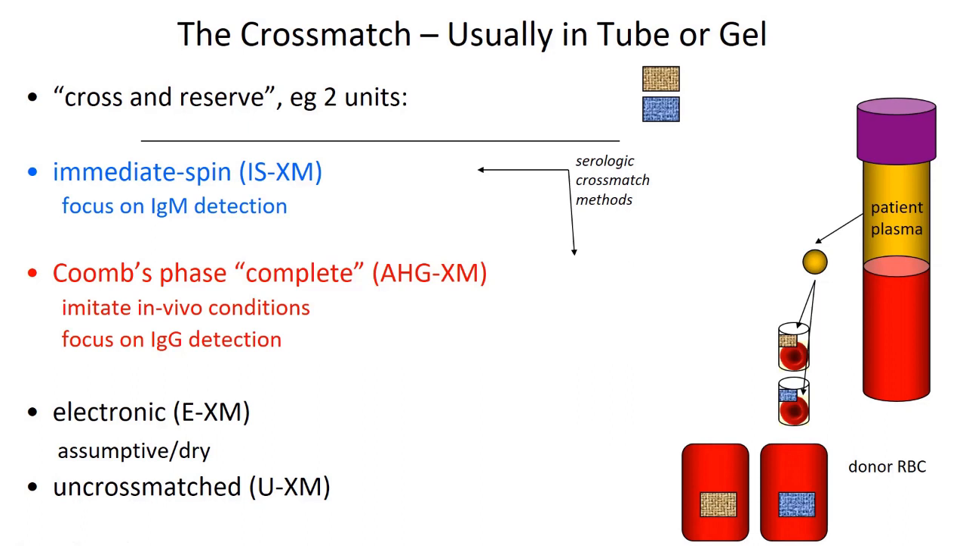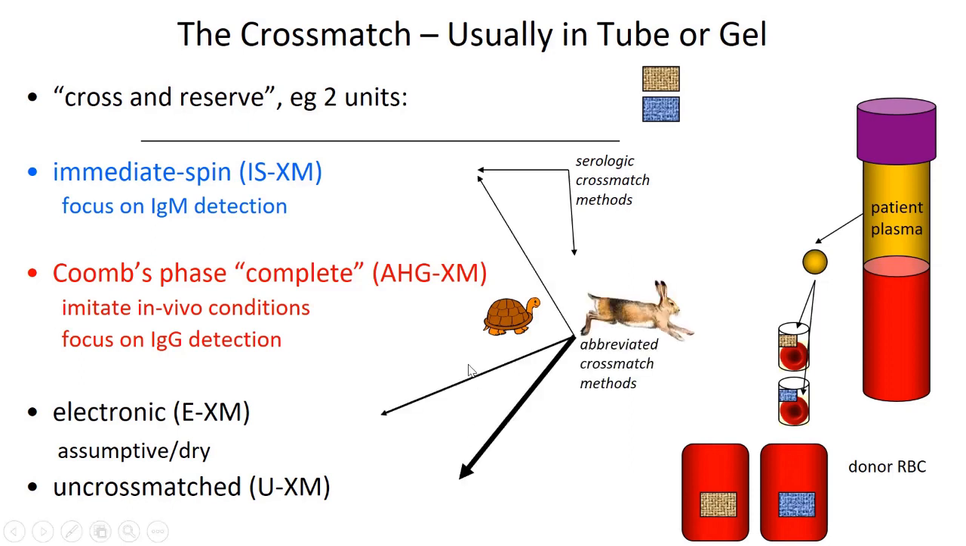You may be asked, how many ways are there to cross-match? You can appreciate that Coombs phase complete cross-matching is the slowest of all techniques because of the incubation requirement, and that immediate spin, electronic, and uncross-matched blood are higher and higher speed alternatives.